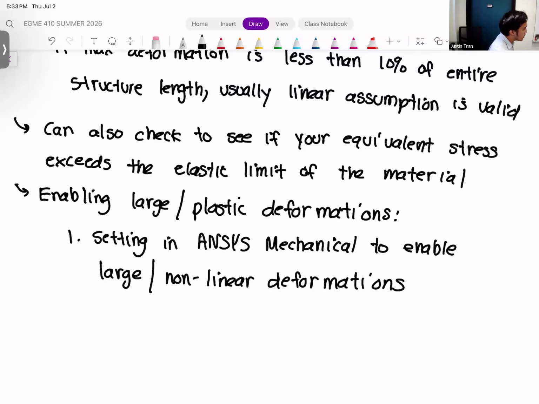So I'll show you that setting on Tuesday. It's actually very easy to activate, but just be aware that it does make your simulation a little bit more expensive. Again, probably not noticeable for the jobs that we're running now, but it does add a bit of cost. But you also have to keep in mind that you can only use this feature if your material model does have the nonlinearity already programmed in.